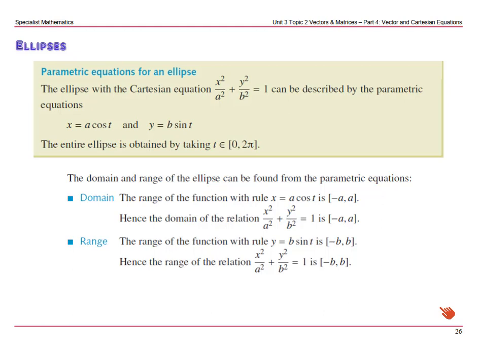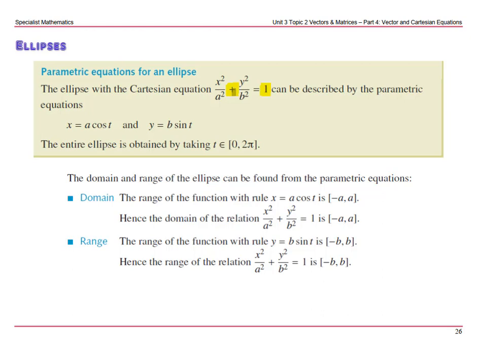This video looks at parametric equations for an ellipse. Now, firstly, you need to be able to identify the Cartesian equation for an ellipse. It's x squared over a squared plus y squared over b squared equals 1. So key points, you have the equals 1 and you have a plus in the middle, just to be able to try and separate it from your circles.